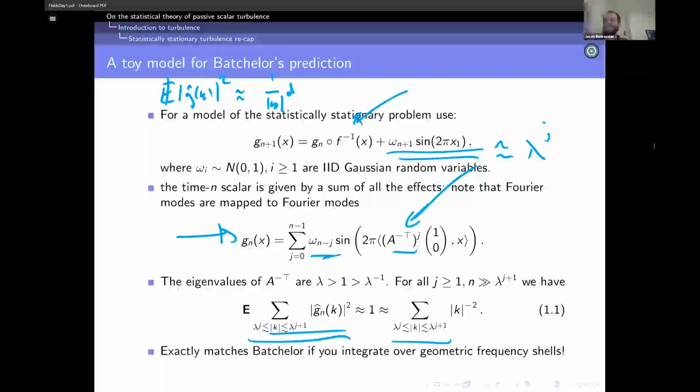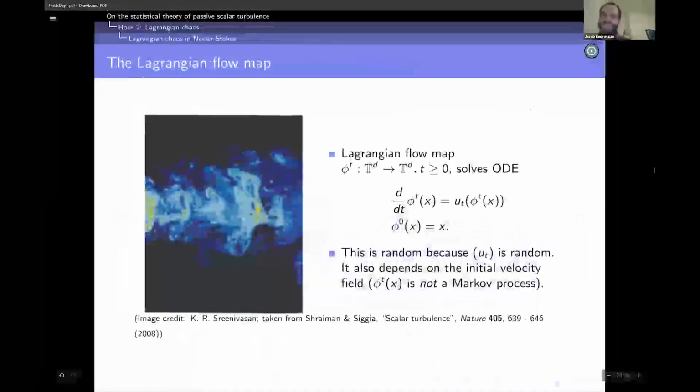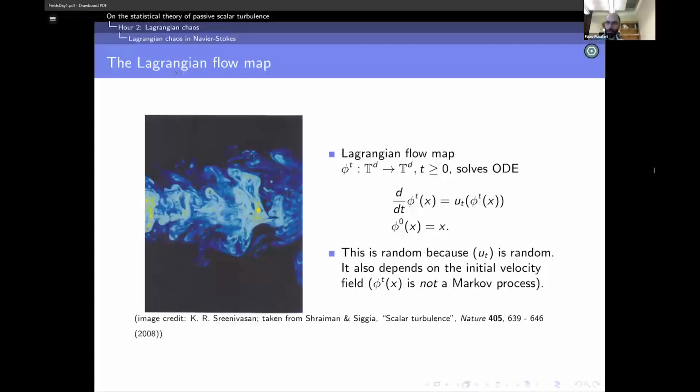So this is a great segue. What is F inverse playing the role of? It's playing the role of the Lagrangian flow map. Right, so this is a perfect segue. The Lagrangian flow map is the solution to this ODE. It's a random ODE, right? And phi t is not a Markov process. It's very important to see. So it's actually U and phi together that are Markov. And this is the map that tells you where each individual particle goes in the fluid.